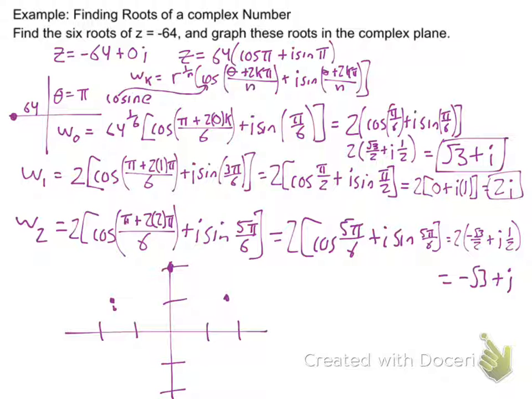There are 6 total points. All of them will be on the circle with the radius of 2. So it all works out. It's pretty cool. And they would form a circle. Whoops, wrong one.